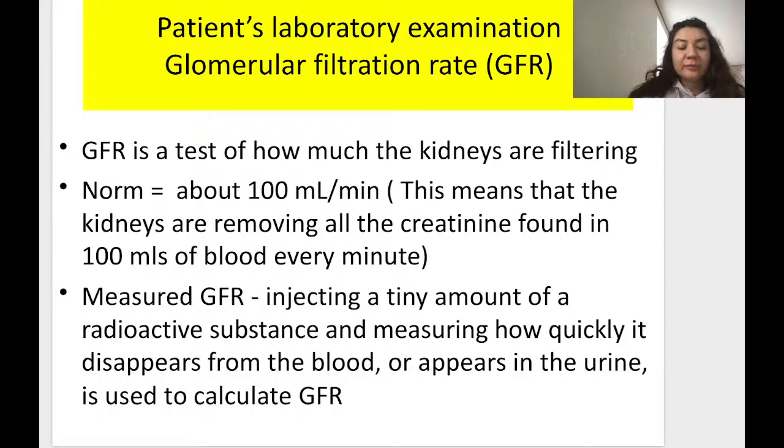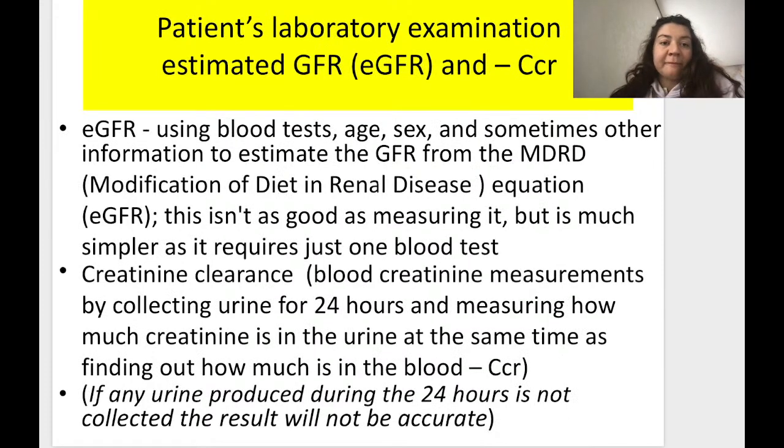Measure GFR. Injecting a tiny amount of radioactive substance and measuring how quickly it disappears from the blood or appears in the urine is used to calculate GFR. It is a direct method of checking GFR. And it can be estimated GFR.